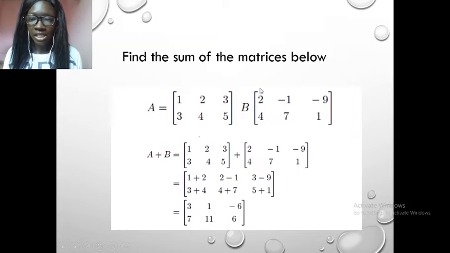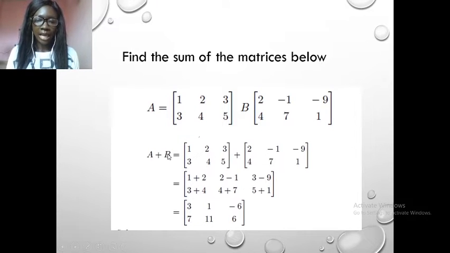Let's check matrix B. For matrix B, the same thing. We have first row, second row. So we have 2 rows and 3 columns for matrix B. So we have A plus B. For A plus B, we add each item in the first matrix to the corresponding item in the second matrix. Our result will also be in that same cell.